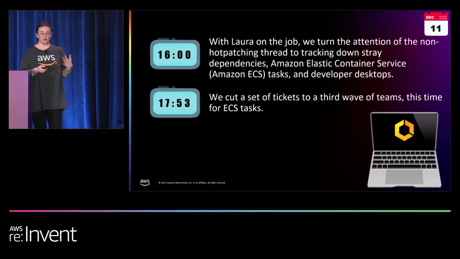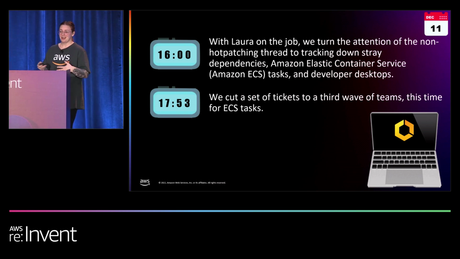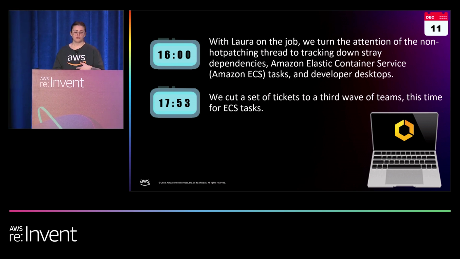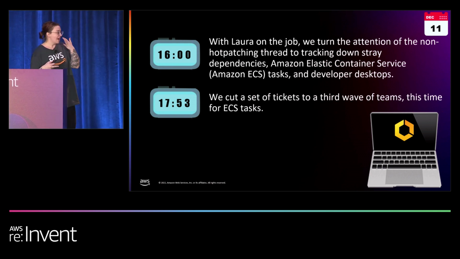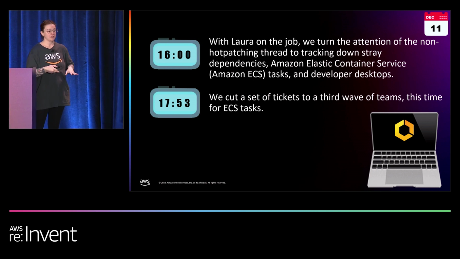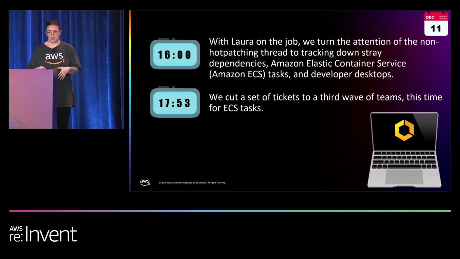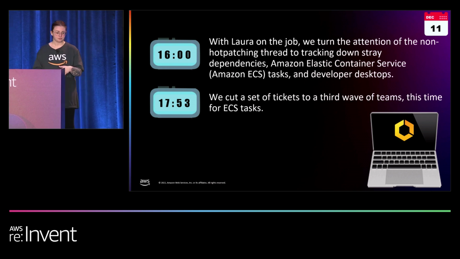And now that we have LoRa on the job for helping us figure out all of the hard things, like how do we know when we're done, we start looking at things like stray dependencies, stray ECS tasks, developer desktops, and that ends up in our third wave of tickets. And it's mostly, at this point, for ECS tasks. So if you've run ECS before, tasks are what has the associated container definition with it. So what's inside my container that I'm running on the Elastic Container Service.